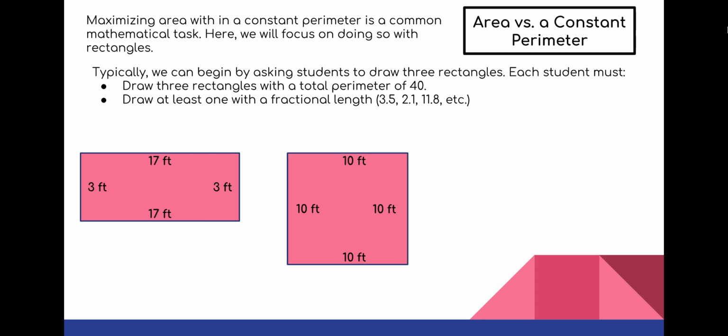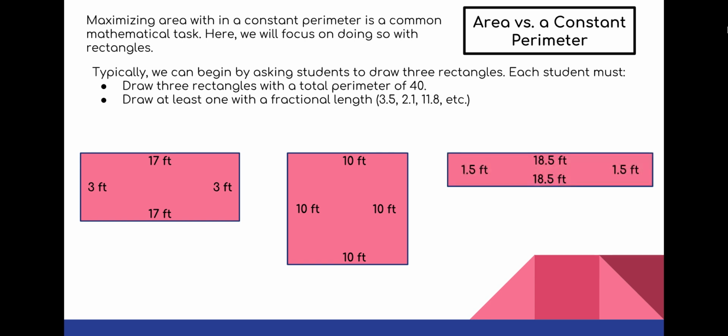Some students may quickly go to a 10 by 10 or a perfect square. That's fine, but we want to get a variety of answers, which is why we want students to draw more than 2 rectangles. They may include something like 1.5 and 18.5, and that's fine. Again, we want to emphasize that the variable for the length and the variable for the width are continuous.